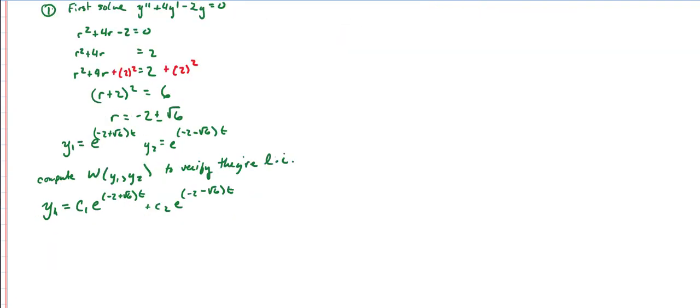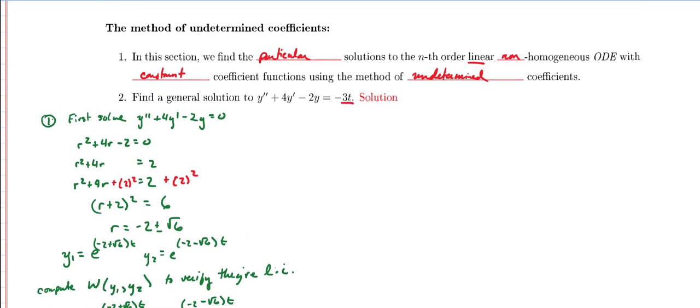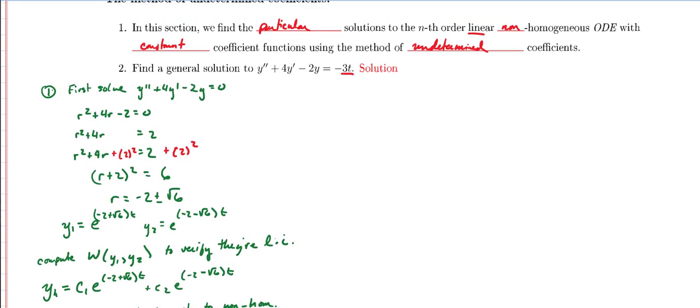Nothing new so far, folks. Now what we want to do is find a particular solution to the non-homogeneous part. And how do we do that? Well, that's this technique of the method of undetermined coefficients that we want to look at. So I will explain this more as we go along, but what we do is we look at the structure of this right-hand side here. We've got this minus 3t.